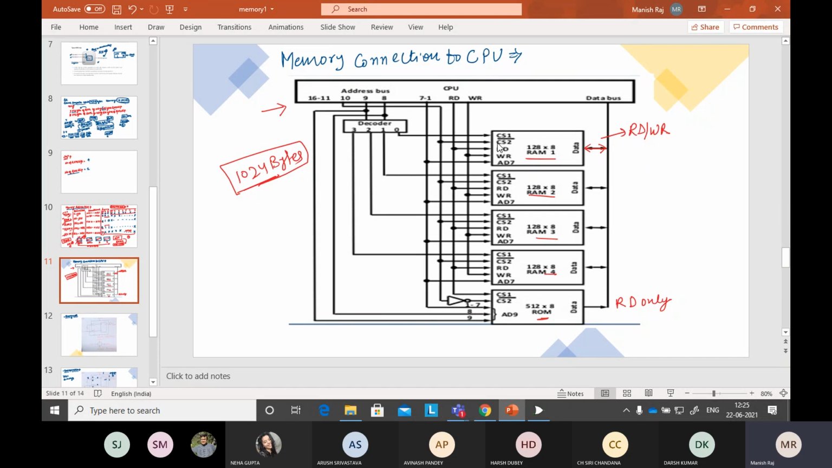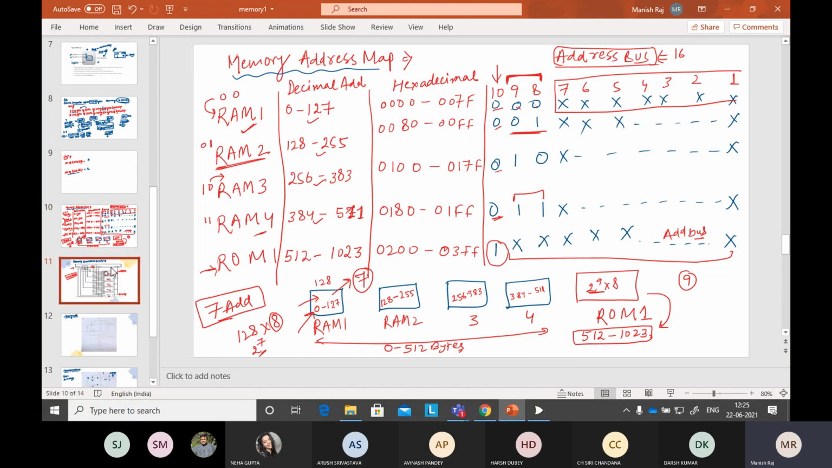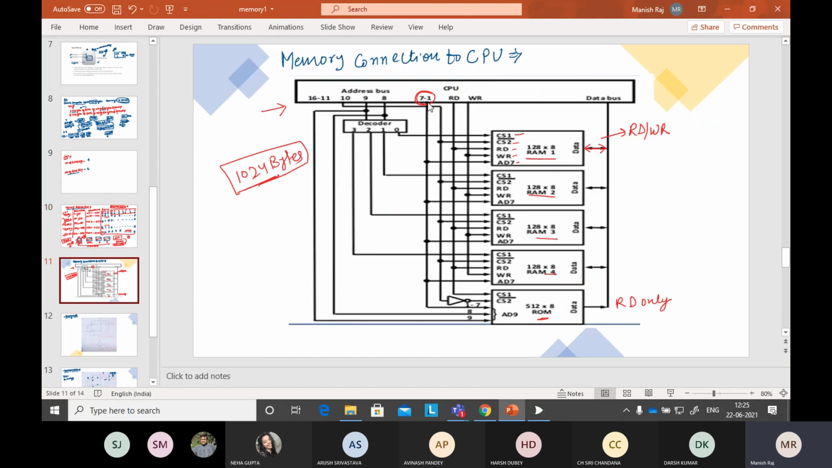I have already shown you the diagram. This is CS1, CS2 bar, RD, WR, AD7. You can see here 1 to 7 bits. These bits are used for making the address bus. So 1 to 7 is connected here. This 1 to 7 is connected here, this 1 to 7 is connected here in these parts, and again 1 to 7 is also connected here.